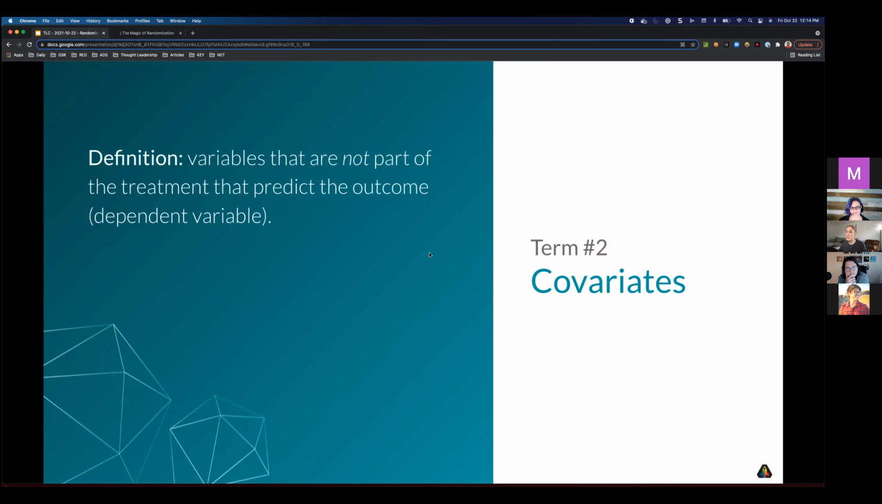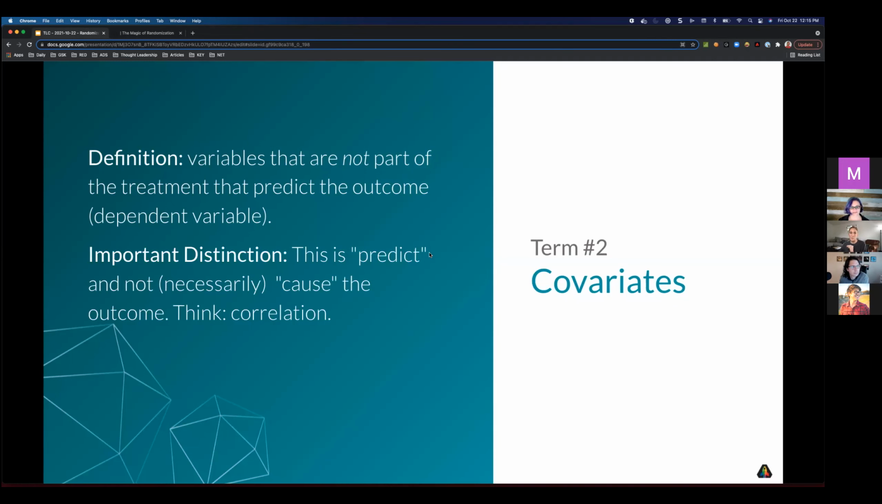They are not part of the treatment. They're not part of the treatment assignment. They are just characteristics of our subjects that could predict the outcome or our dependent variable. And I want to call out that "predict" here is a very important term, because we stay agnostic whether these covariates actually affect our outcome. We're only talking about the fact that they have a relationship and seem to predict the outcome. So think correlation instead of causation here.